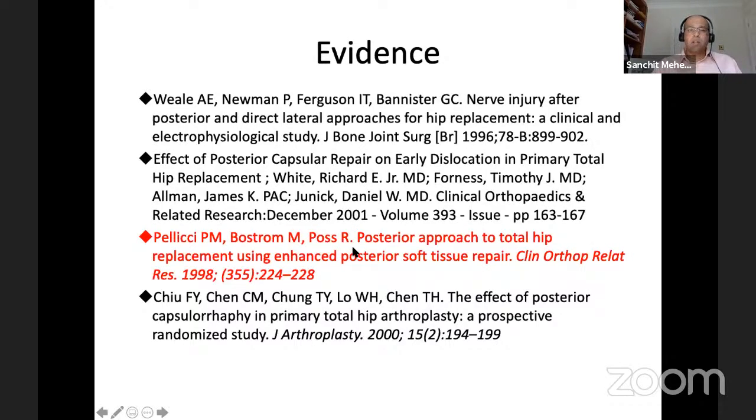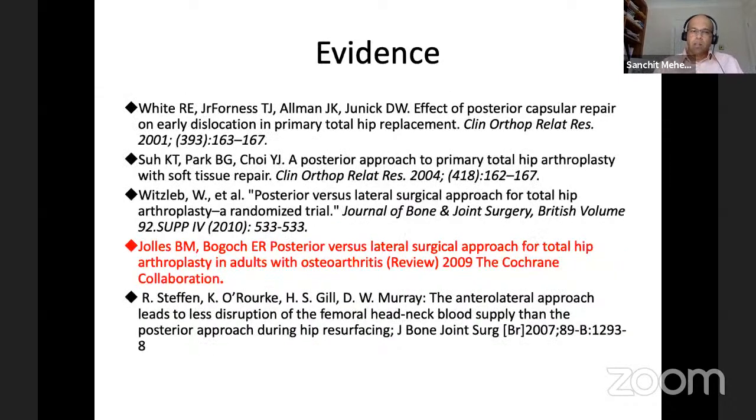Lots of literature around this, and traditionally the debate was between the direct lateral approach and the posterior approach, and Pellici's study was the crucial one, which showed that with enhanced posterior soft tissue repair, you can minimize the risk of dislocation through the posterior approach. And then the Cochrane database review again showed that more evidence is needed before you can conclusively say one approach is better than the other.